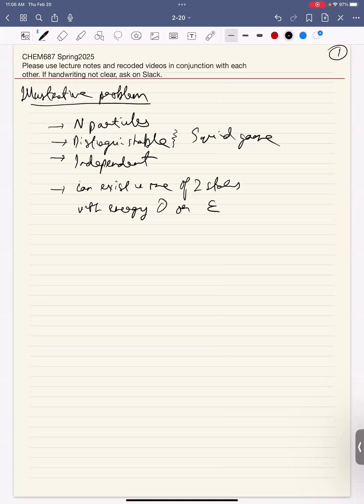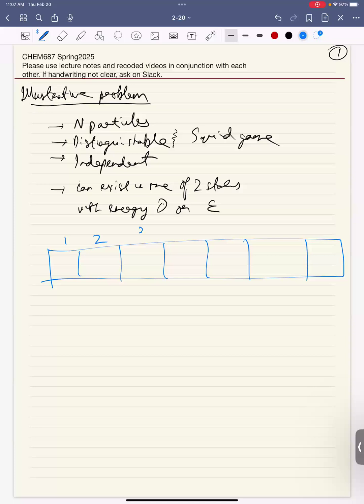let me draw a box so we can visualize it a bit better. So let me draw a box like this. And what we are going to do is to call this particle number 1, particle number 2, particle number 3, particle number 4, ... particle number n, okay? Energy 0, and this is energy epsilon. So every particle can be either here or here, right? It cannot be in both at the same time.